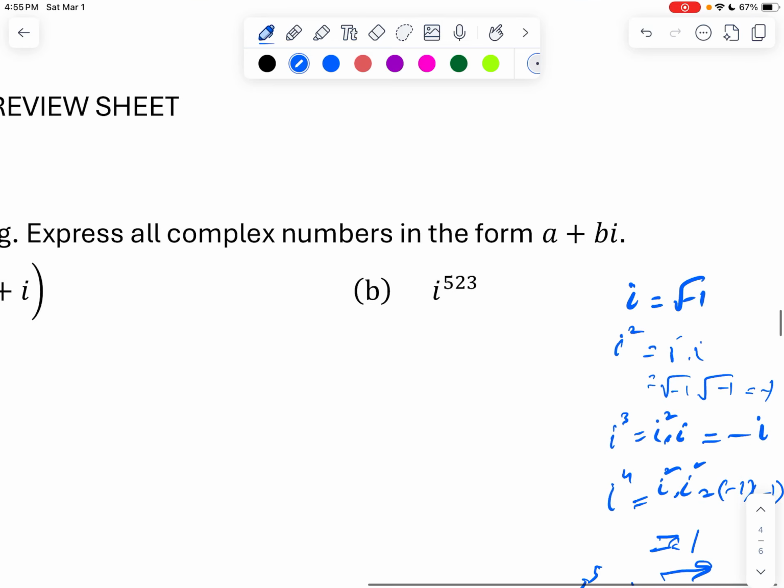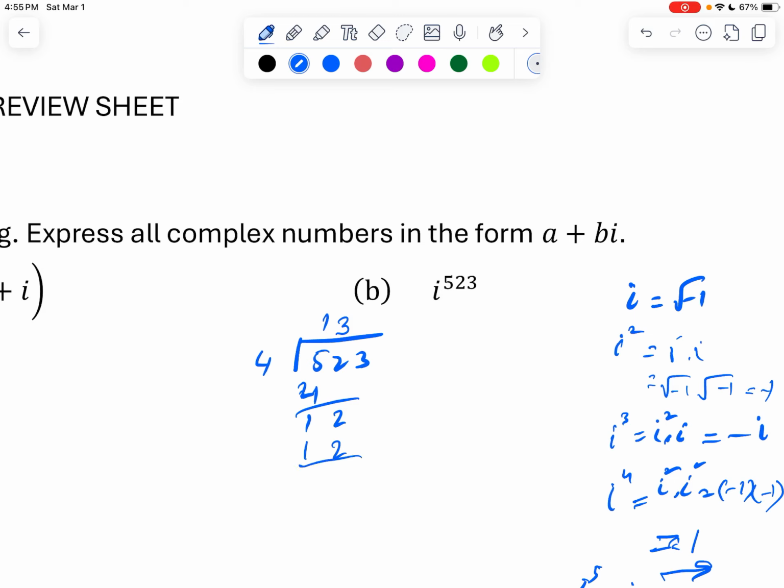So how will you do that? Take whatever the power of I is. There are 2 ways you can do it. You can do the long division directly. So 4 1s are 4. Remainder 1, bring down the 2. Now 4 3s are 12. No remainder, bring down 3, so 3 is the remainder. So whatever the remainder, you can say this will be the same thing as I to the third. So I to the whatever the remainder is. That's how we work.